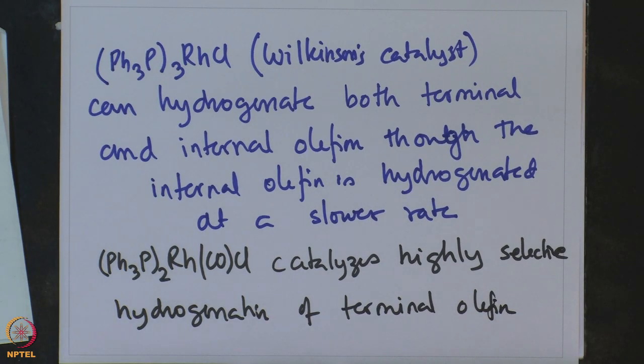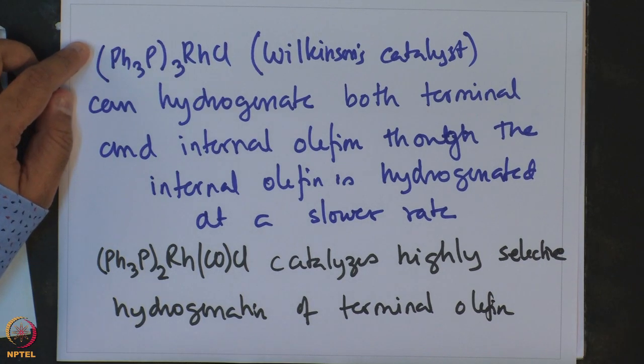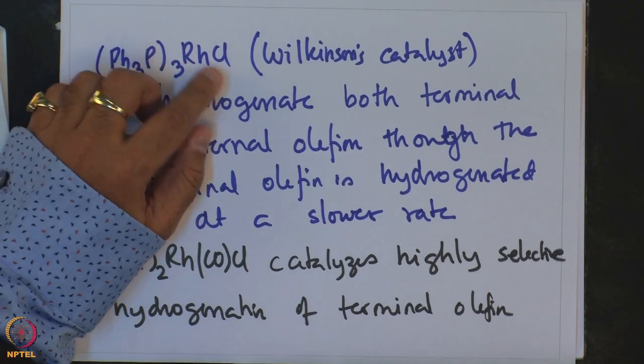So, this is an interesting observation, that if one modifies the catalyst from Wilkinson's catalyst that has 3 triphenyl phosphine and 1 chloride attached to rhodium, which can hydrogenate both internal as well as terminal olefinic bonds, to bis triphenyl phosphine rhodium carbonyl chloride, which catalyzes highly selective hydrogenations of only a terminal olefin. Though Wilkinson catalyst is extremely good catalyst with high efficiency, one of the drawbacks of Wilkinson's catalyst is its selectivity, and that can be achieved if one modifies the catalyst a bit to 2 triphenyl phosphine rhodium carbonyl chloride, which can selectively do hydrogenation of terminal alkenes.